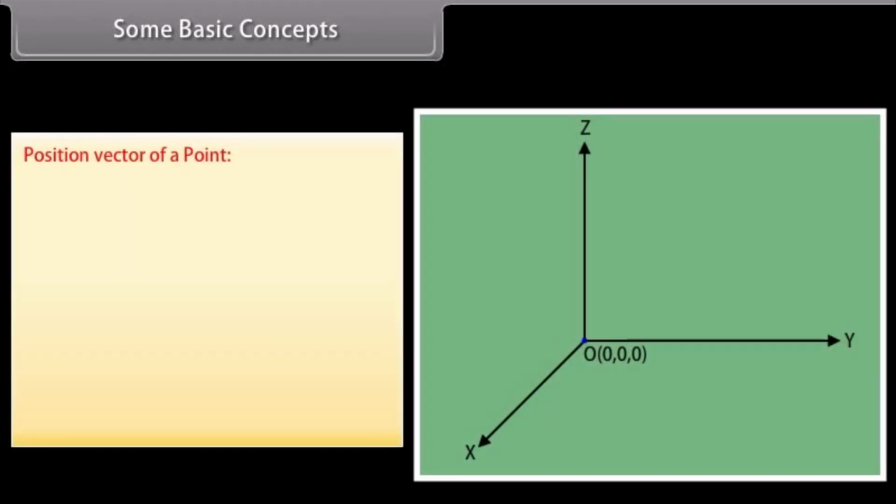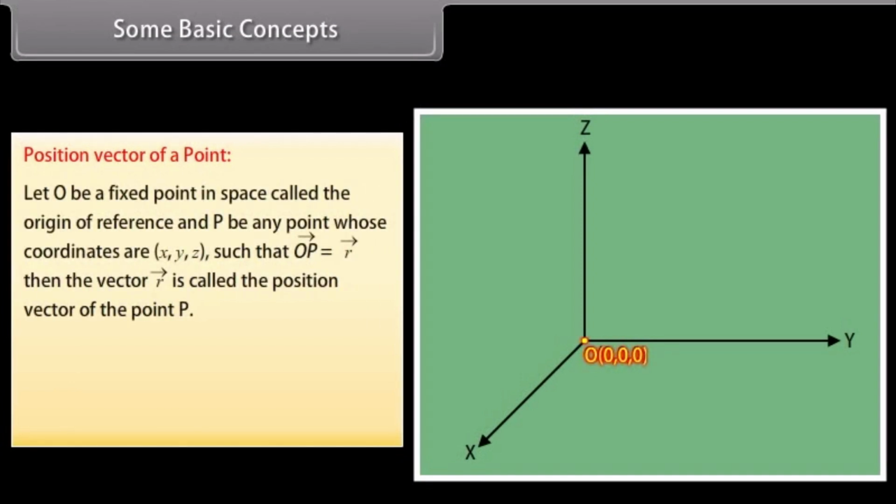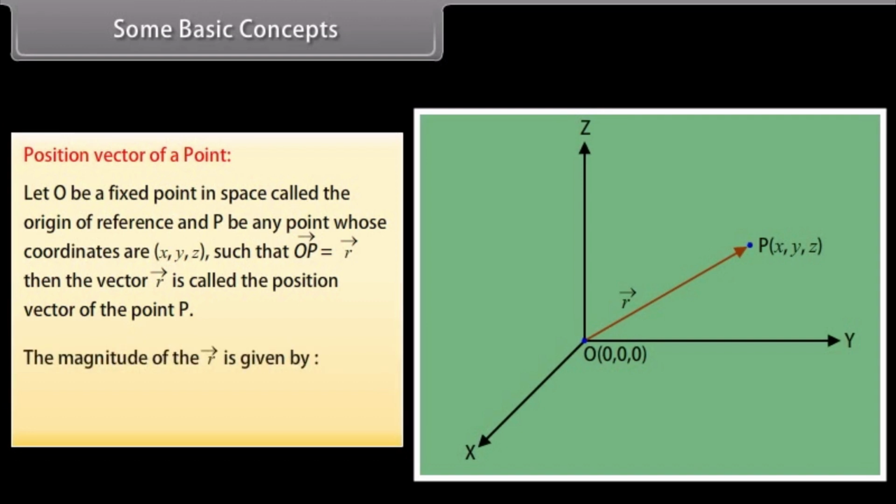Some basic concepts. Position vector of a point. Let O be a fixed point in space called the origin of reference and P be any point whose coordinates are x, y, z such that vector OP is equal to vector R. Then the vector R is called the position vector of the point P. The magnitude of the vector R is given by mod of vector R equals square root of x square plus y square plus z square.